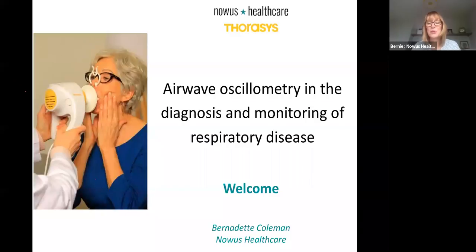Airwave oscillometry has broad utility within the respiratory area, and crucially, it only requires normal tidal breathing. As it has no forced maneuver, it's very easy for patients to use. Consequently, it's generally very well accepted by patients from preschool age through to the elderly, as well as those unable to use spirometry. Brian has adopted oscillometry in his routine clinical practice, as well as in his research. Today he's going to share some of the work that he and others have done in airways disease to demonstrate its utility.